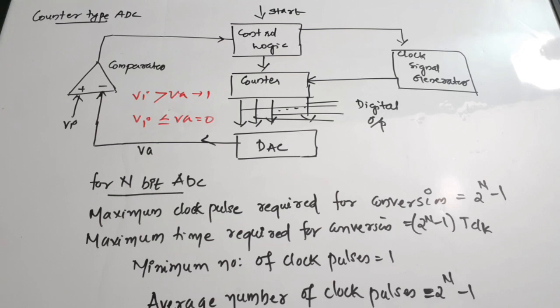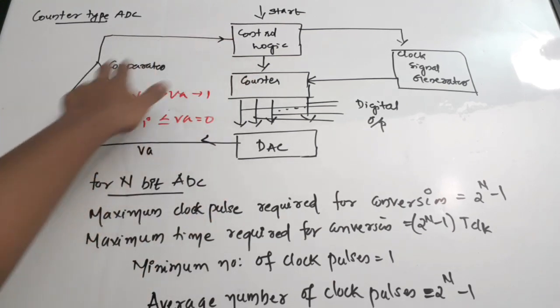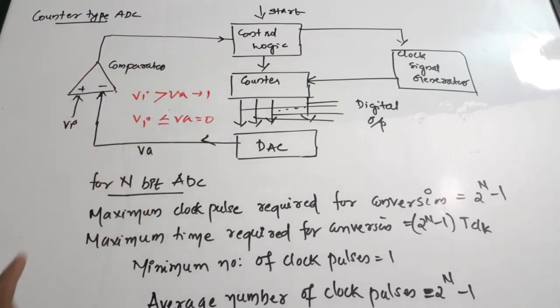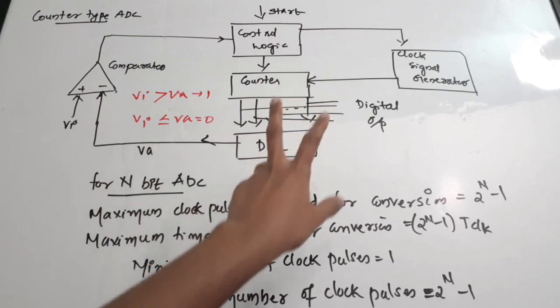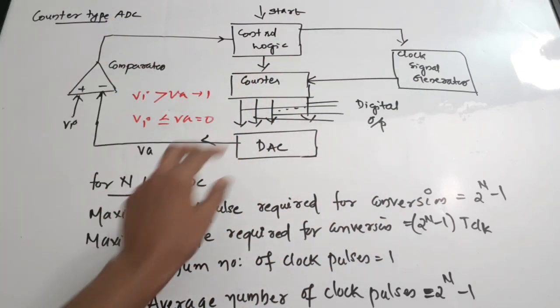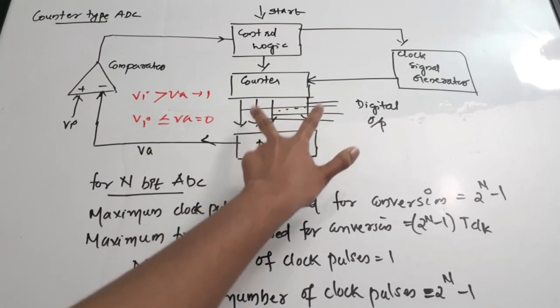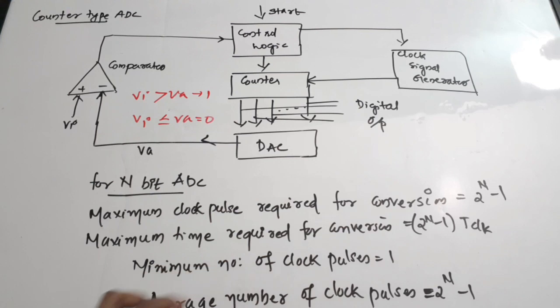When the output of the comparator is 0, this is also connected to the control logic. The control logic will produce a signal to disable the clock and stop the counter, and whatever digital output is at the counter will be taken as our final digital representation of the given signal Vi. This is the simple working and structure of a counter type ADC.